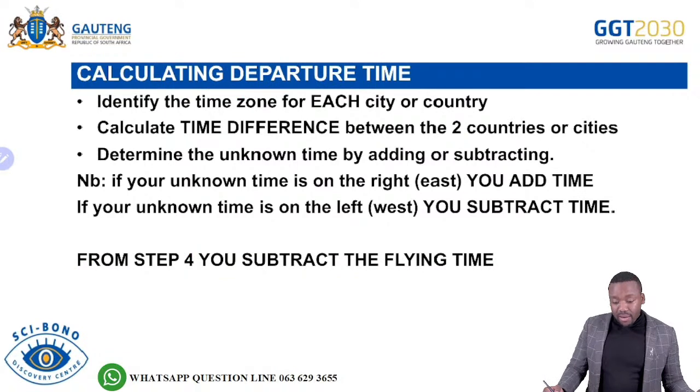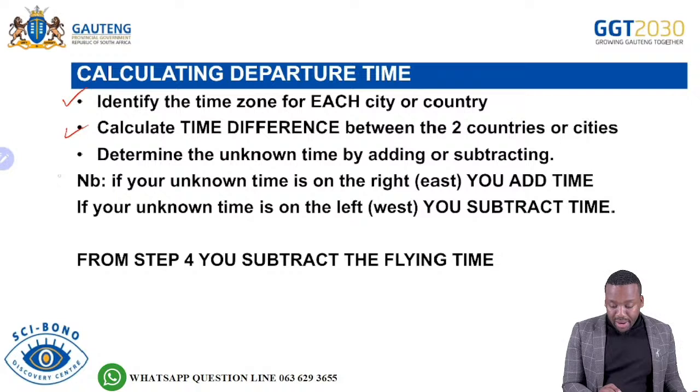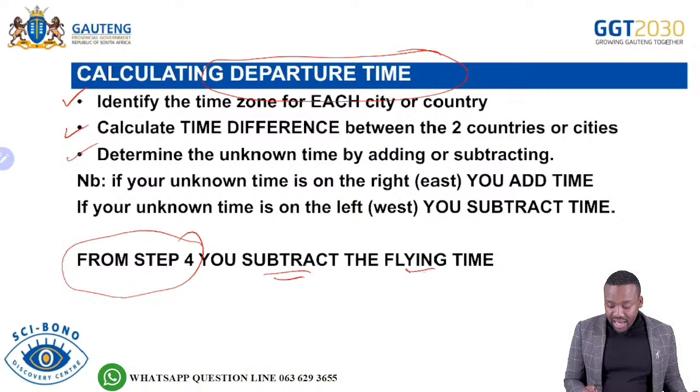Departure time: identify the time zone for each city again, calculate the time difference between the two countries or cities. That is step 2. Step 3, determine the unknown time either adding or subtracting. Then there's also step 4. But now when we want departure time, what do we do? We subtract the flying time.